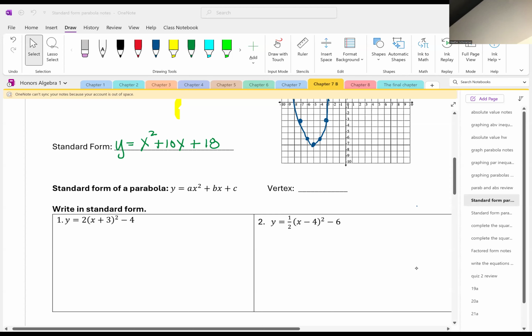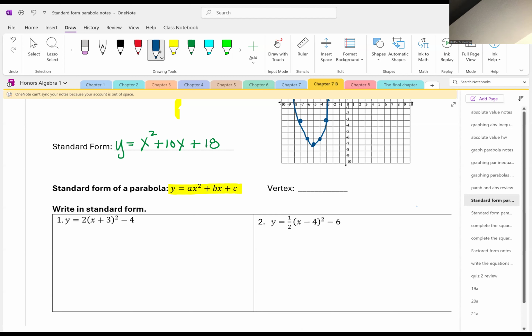Okay, here's our video about the first day that we did with standard form, trying to take something in vertex form and put it in standard form, and kind of go back and forth. So this right here is standard form. We'll fill out this vertex blank in a second, but the first thing we want to do is get something in standard form. I'm basically going to multiply this out and simplify it.